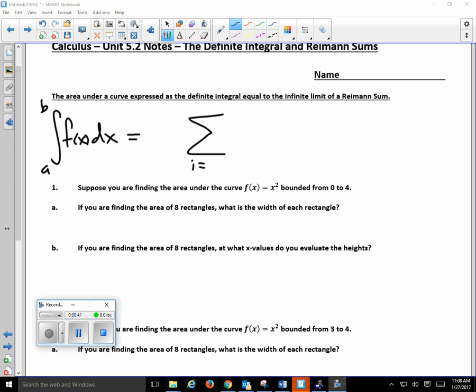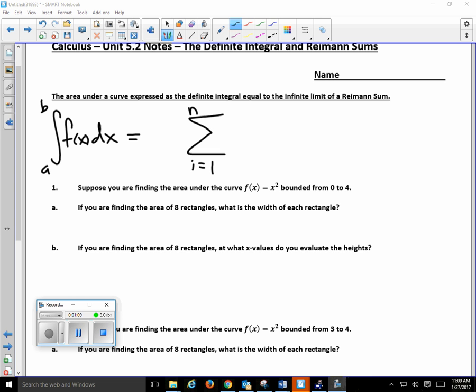i is the rectangle number. So we always start with the very first rectangle. And we're going to go to an infinite number of rectangles. Or you could put n there. It doesn't matter. I'll show you why in a little bit.